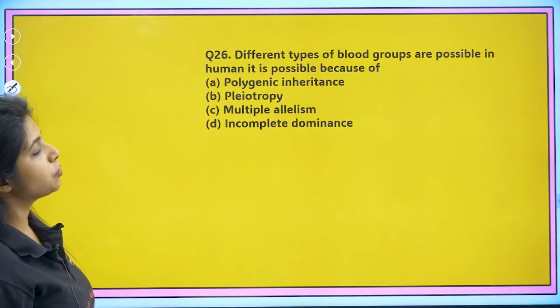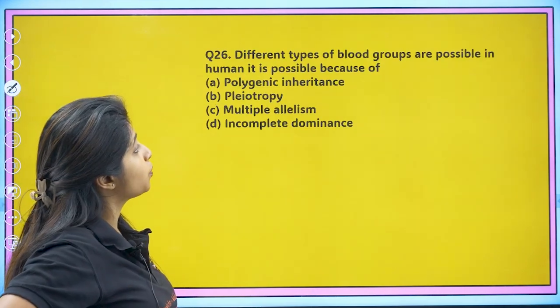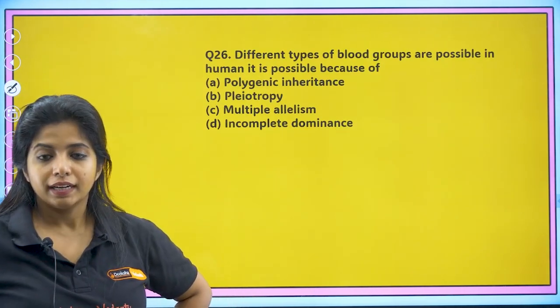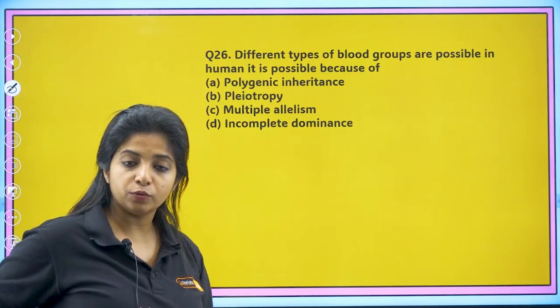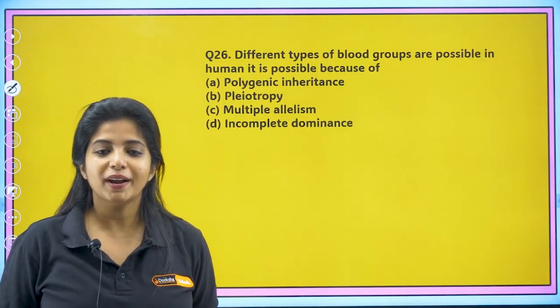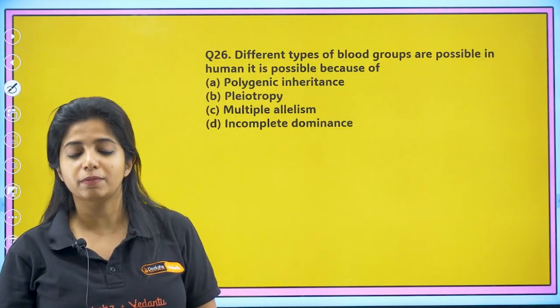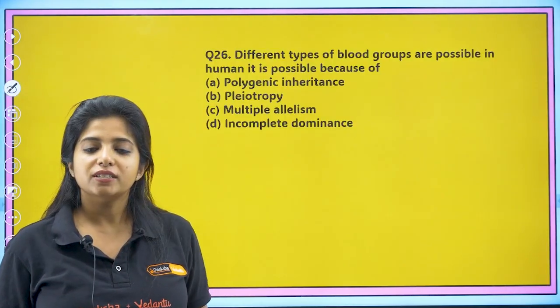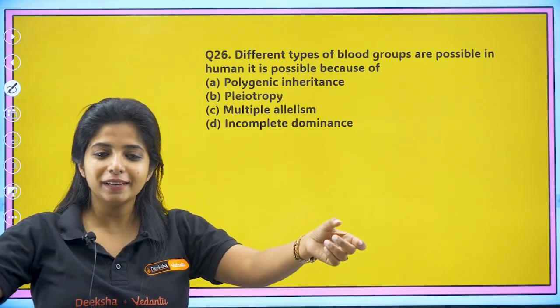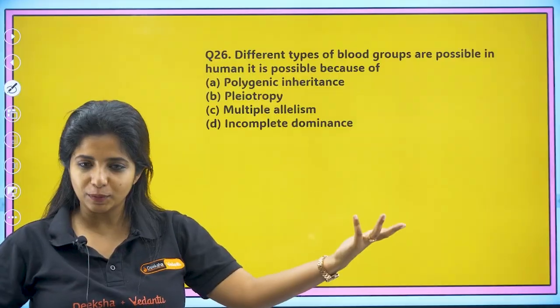Now, different types of blood groups are possible in humans. It is possible because of. Why is it possible? There is O blood group, there is A blood group, there is AB blood group, there is B blood group. Why is it possible? Because it has multiple alleles. Where more alleles are there, more possibilities are there.